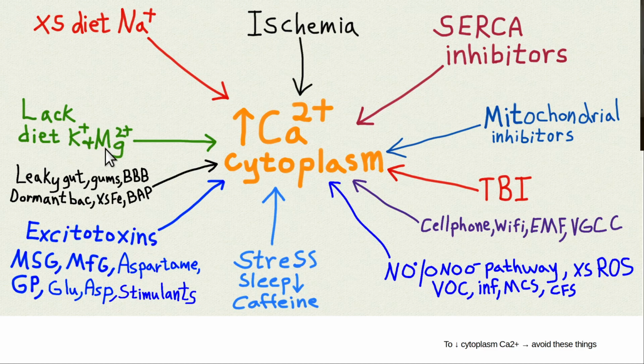Lack of dietary potassium and magnesium, increased cytoplasm calcium. Excessive EMF from your cell phone, increased cytoplasm calcium. Brain inflammation, activating what's called the iNOS pathway, the inducible nitric oxide synthase pathway. That can activate something called the NO pathway, increasing calcium in your brain.